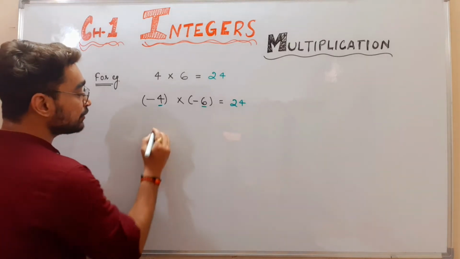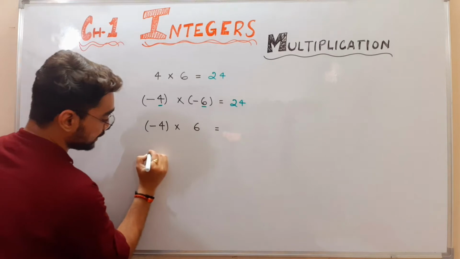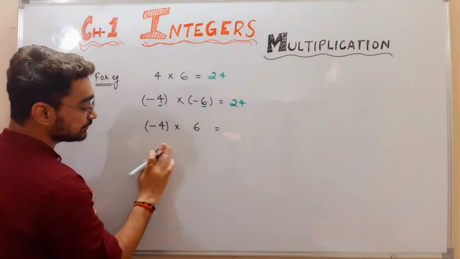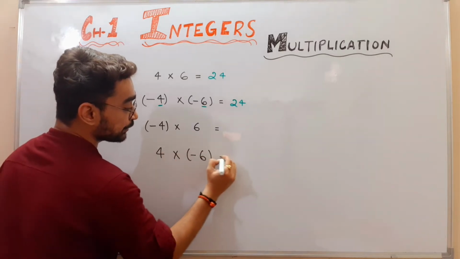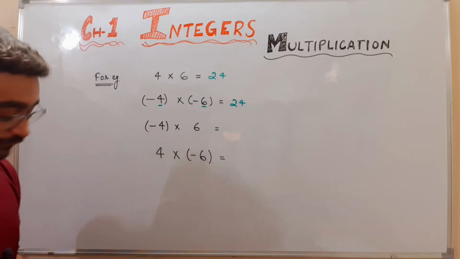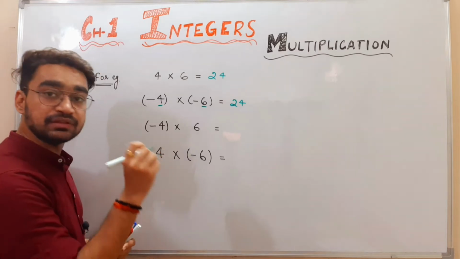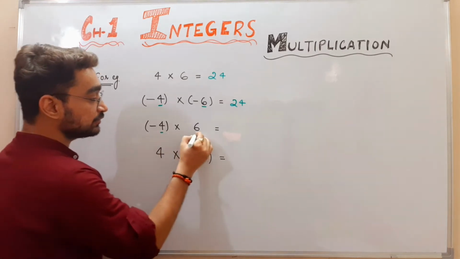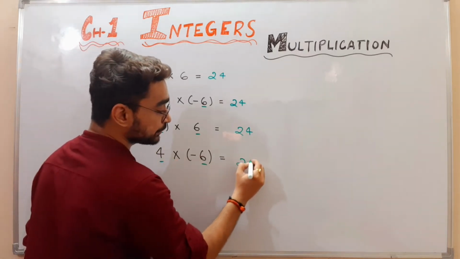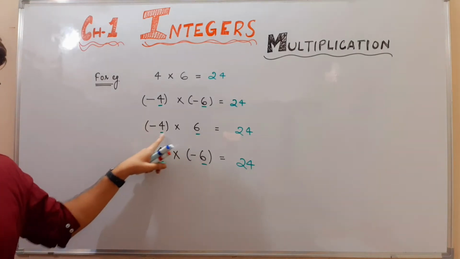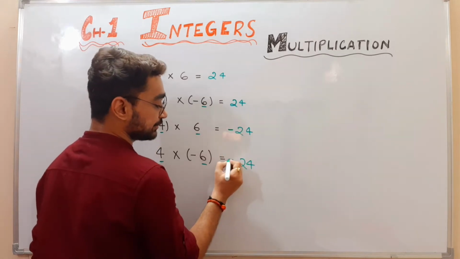If any one of them is a negative integer and the other is a positive integer, then what to do in that case? First of all, multiply both the numbers normally, without looking at the symbol. 4 into 6, that is 24. Now, as any one of them is negative, that is why the answer will become minus.